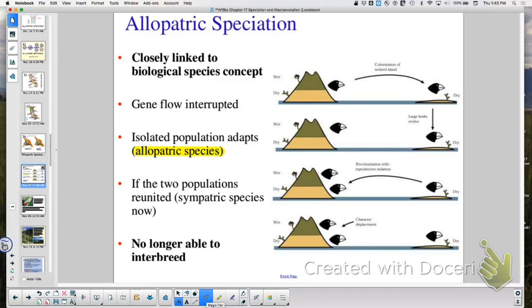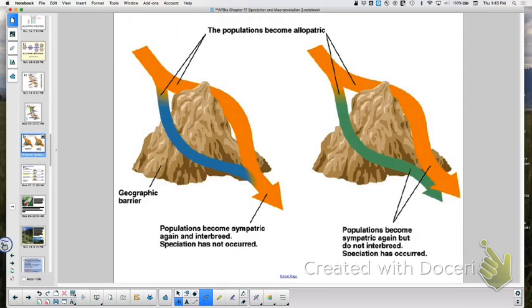So on this picture in 34, on the previous slide, it says that the populations are allopatric. So when you say the left one is allopatric, is it just not allopatric speciation? Yeah. When they're separated, they're allopatric.